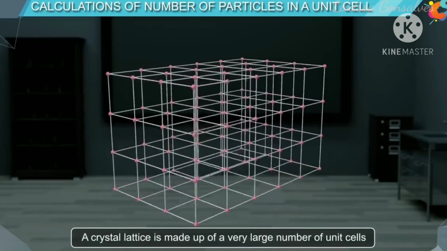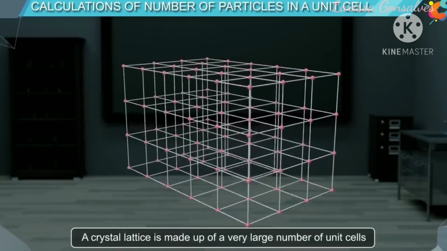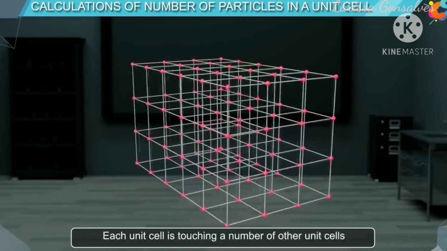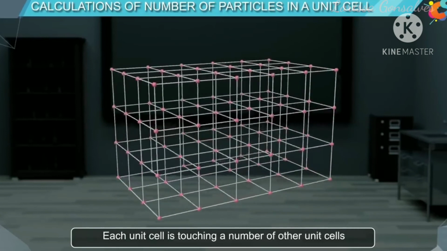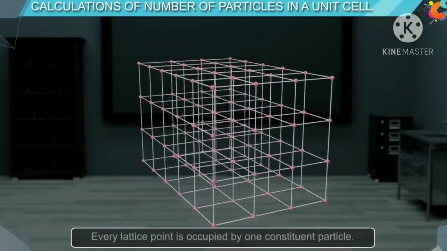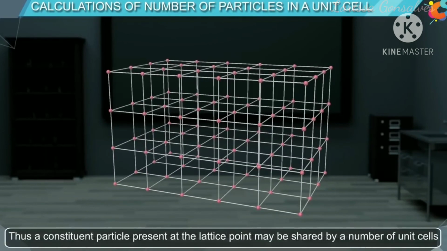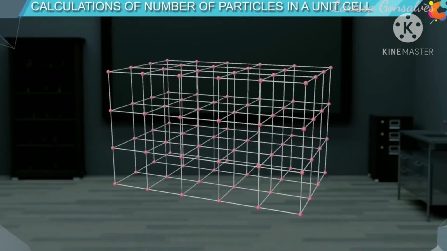A crystal lattice is made up of a very large number of unit cells. Each unit cell is touching a number of other unit cells. In a unit cell, every lattice point is occupied by one constituent particle. Thus, a constituent particle present at the lattice point may be shared by a number of unit cells. Let us now understand the contribution of a particle at a lattice point to its unit cell.